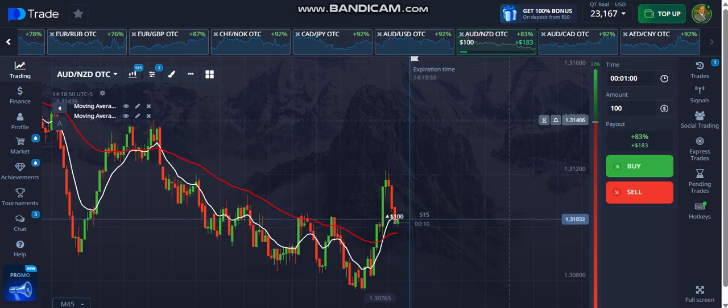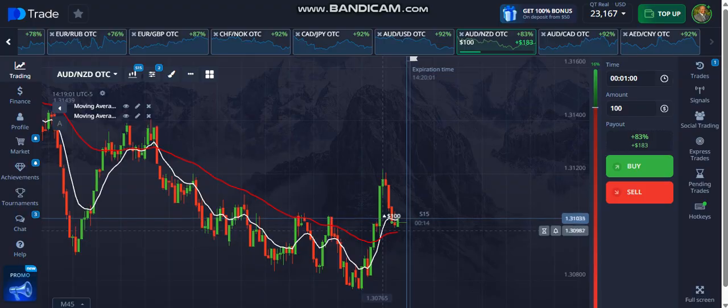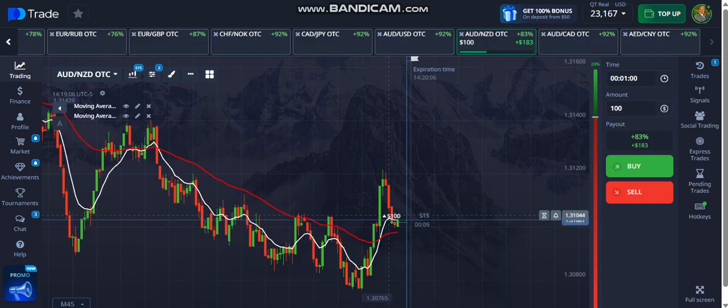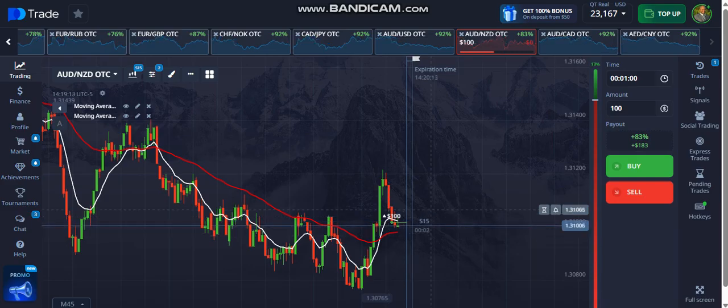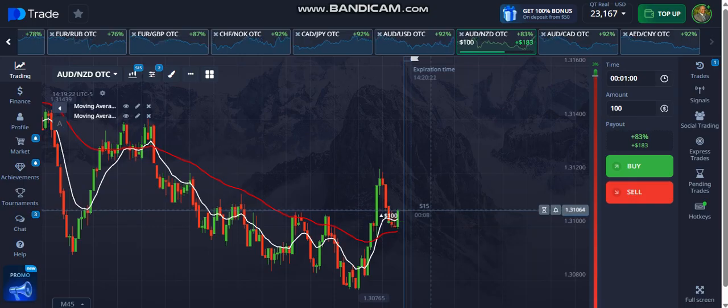Okay, I'm back on the Australian dollar, New Zealand dollar OTC pair. And like the previous trades, I waited for the crossover of the 10 and the 50 EMA and waited for the pullback to occur, the retracement back to the 10 EMA line, and then I took a trade in the bullish direction. So let's monitor this trade and see that the price respects the 10 EMA line and pushes back.